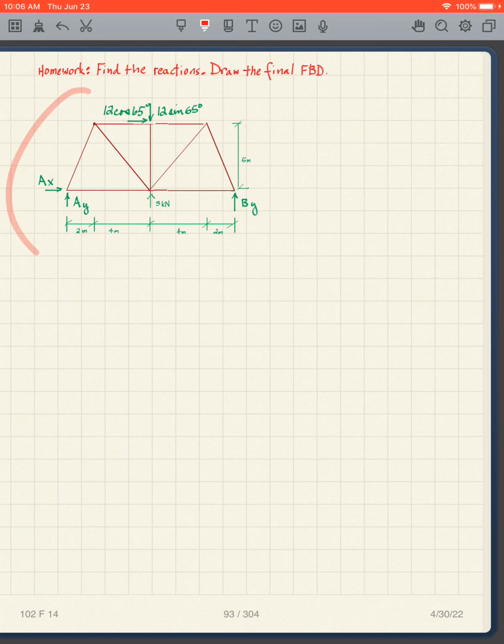So for this same problem that we've just done, now your homework is to find the reactions. So find the reactions and draw the final free body diagram. So go ahead and pause the video and do this one.